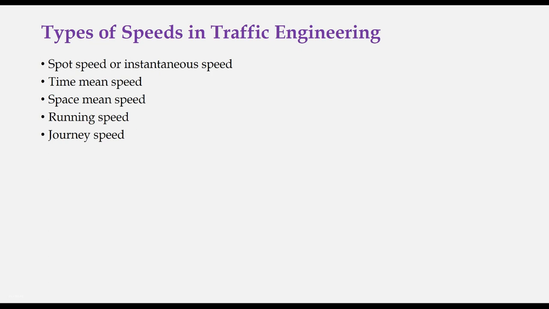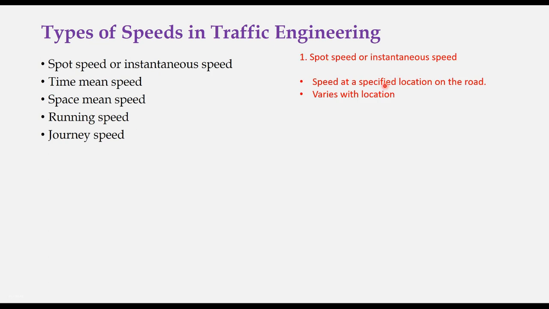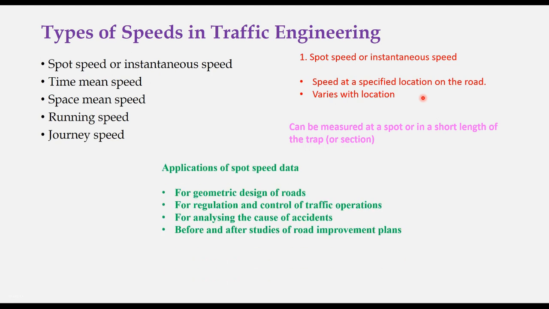of the presentation. Spot speed, or also called instantaneous speed, is the speed at a specified location on the road, and therefore it varies with location. Now it can be measured at a spot or in a short length of the track or section of the highway. The applications of spot speed data are in geometric design of roads, for regulation and control of traffic operations, for analyzing the cause of accidents, and also it is used in before and after studies of road improvement plans.